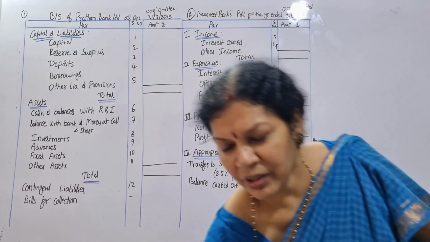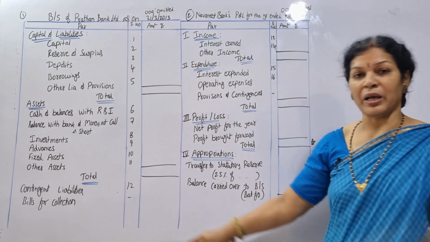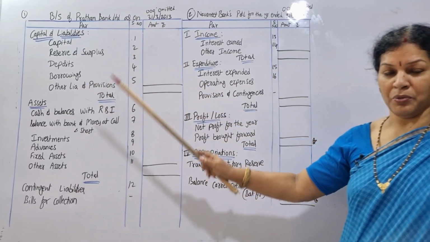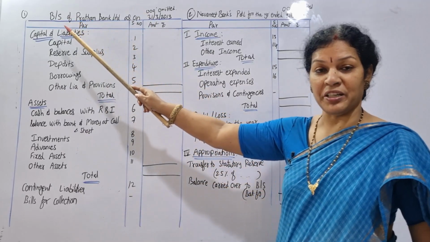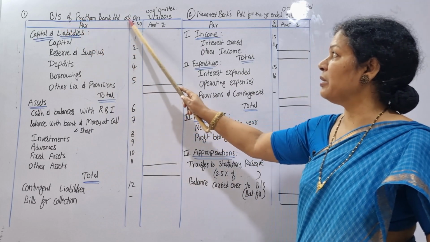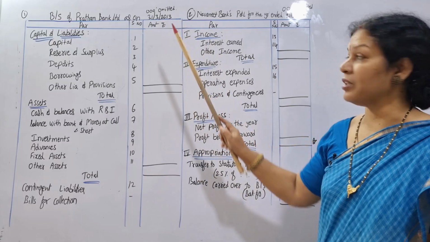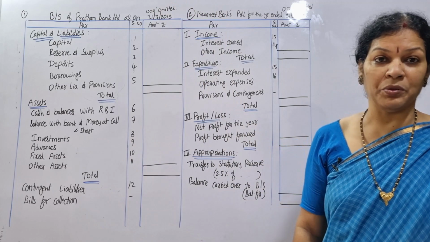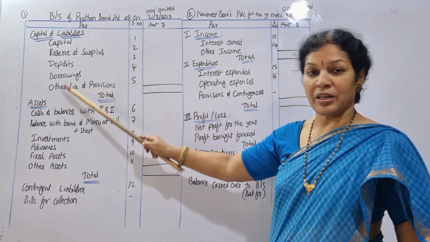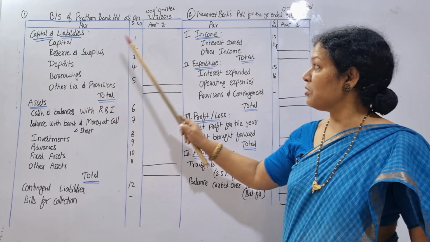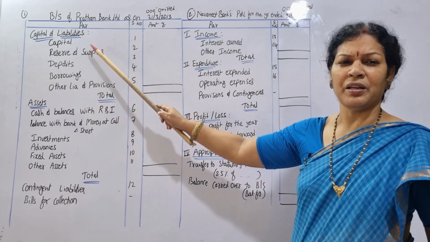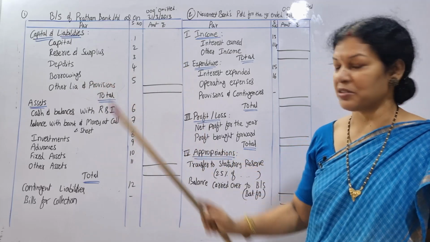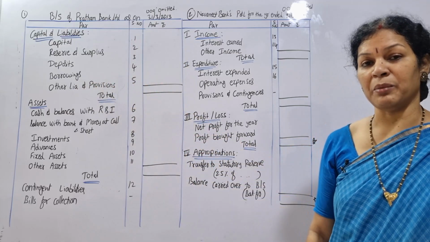Simply what we can do is here. So this format you have to write. As per the format, first of all, we give the heading of balance sheet of Pratham Bank Limited as on 31st March 2013. Always you have to write 000 omitted. 3 zeros omitted. We don't write, right? So capital and liabilities. How many schedules are there? 5 schedules. Capital, reserves and surplus, deposits, borrowings, and other liabilities and provisions. 5 schedules under the capital and liabilities.